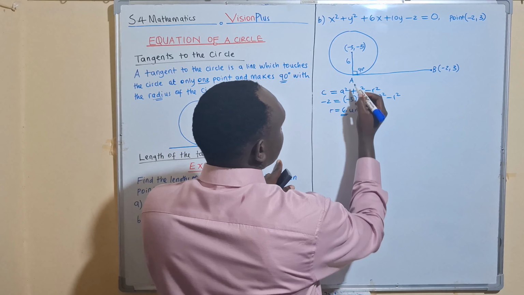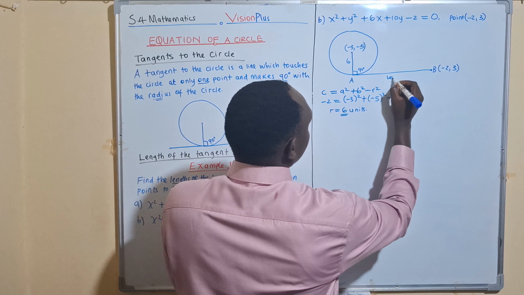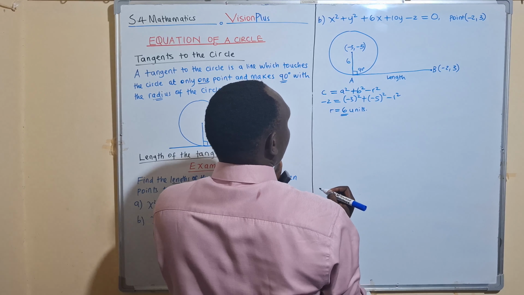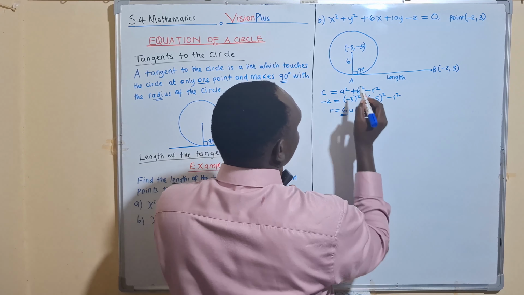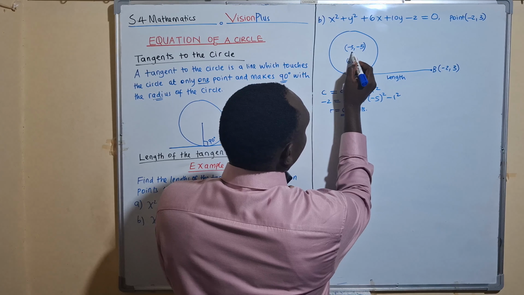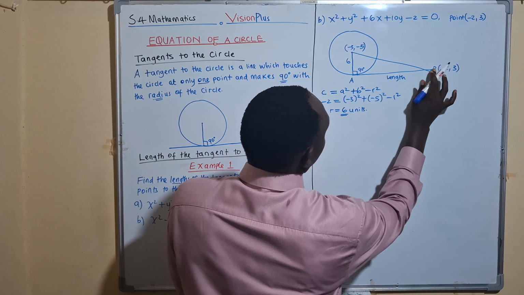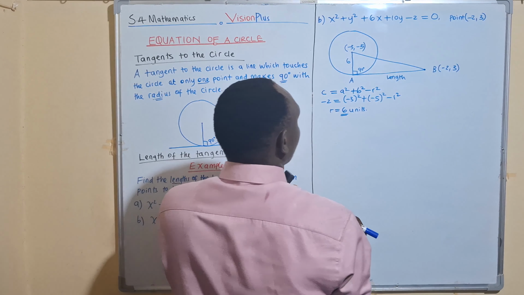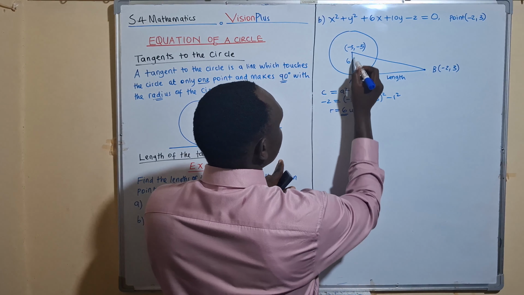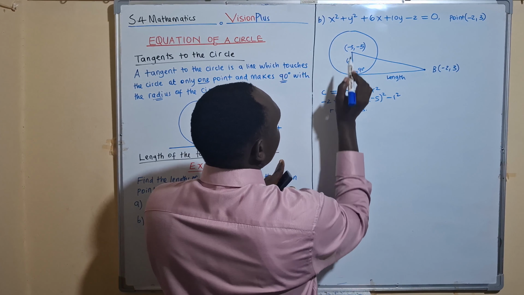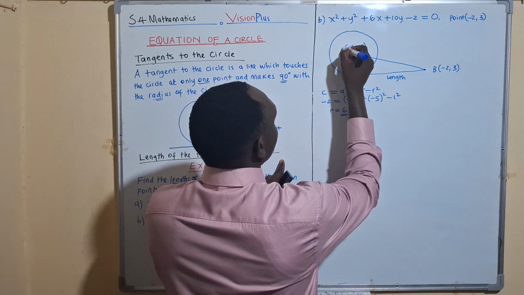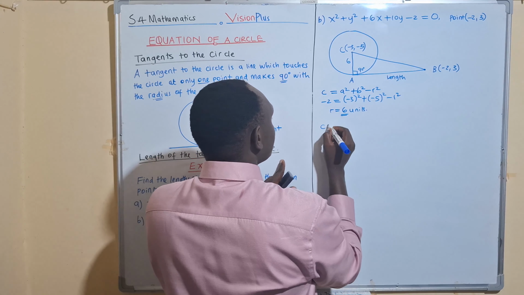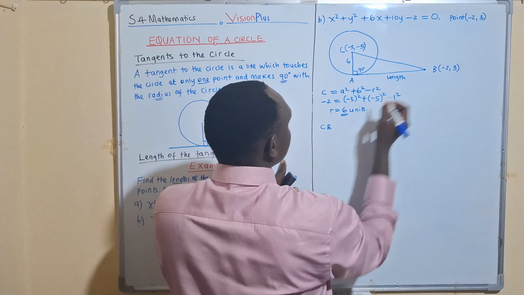Now, how can we find the distance AB, which is the length of the tangent that we are looking for? For us to find the distance AB, we need to first get the hypotenuse, which is that line there. Use a ruler to meet the point B. We can get the distance from the center, let me call the center C, to B. So the length CB is this distance here.